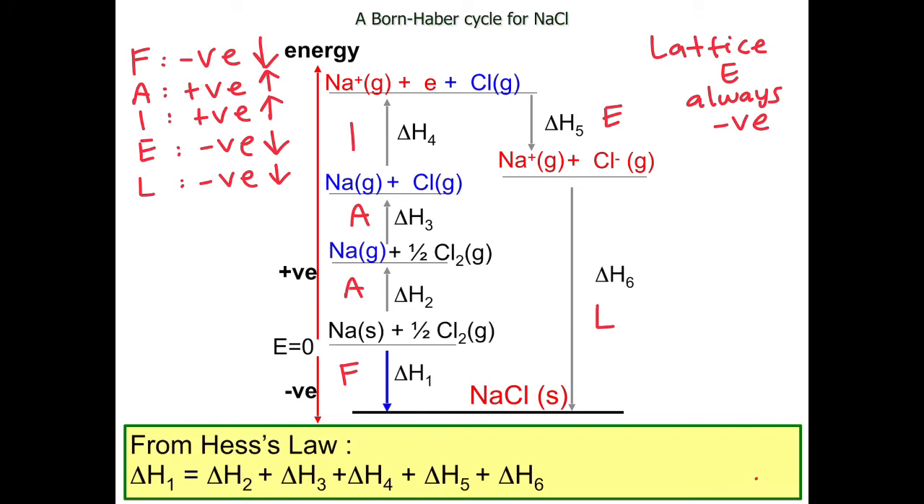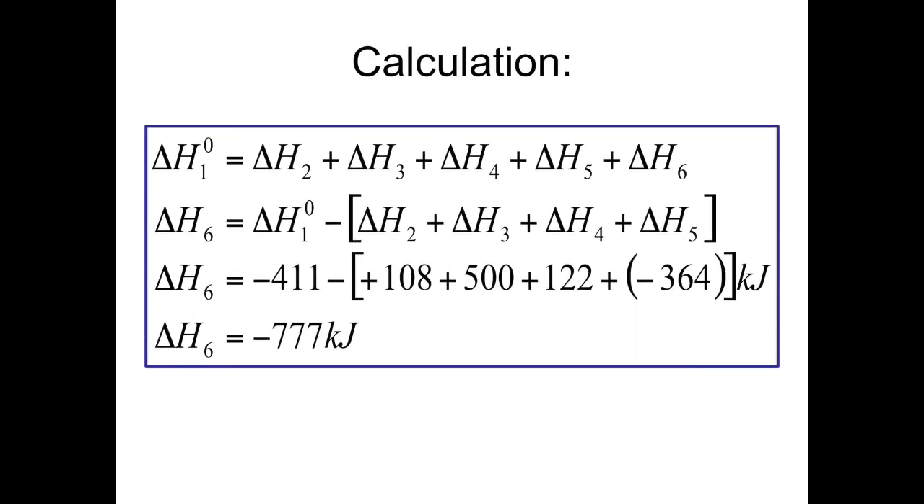If we apply Hess's law here, we can see that the delta H1 is equal to delta H2 plus delta H3 plus delta H4 plus delta H5 plus delta H6. So, by using the value of delta H given, we can find the value of lattice energy. And the answer for this calculation is -777 kilojoules. That's all for this video.